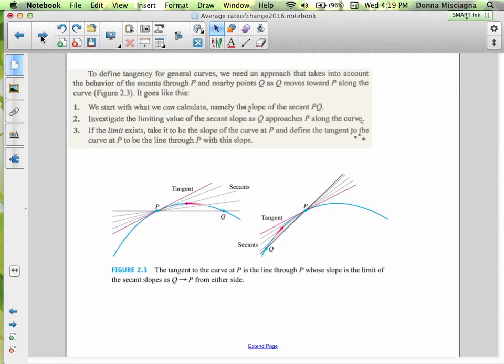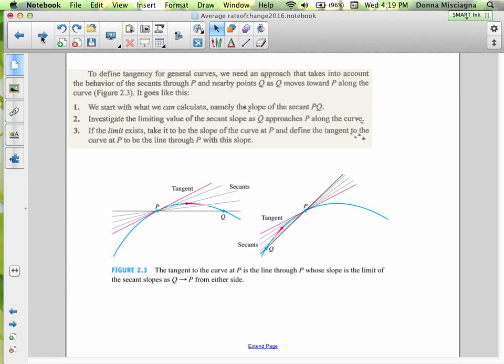Right, so to define tangency for general curves, and I think I put this whole picture in there, we need an approach that takes into account the behavior of the secants through point P and nearby points Q as Q moves toward P along the curve. Right? So first of all, we're starting with something we can calculate, like the slope of a secant line. That's easy, right? You've been doing that since Algebra 1.